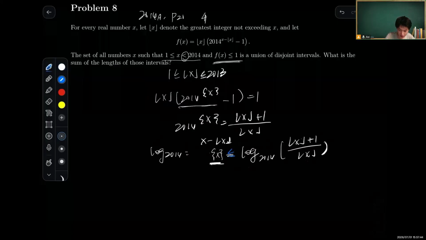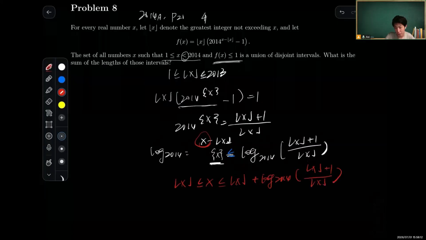What we will obtain here for x is the critical expression. Floor of x is less than or equal to x. This is given by the definition of floor of x. And then it is also less than or equal to floor of x plus log 2014 of floor of x plus 1 over floor of x.